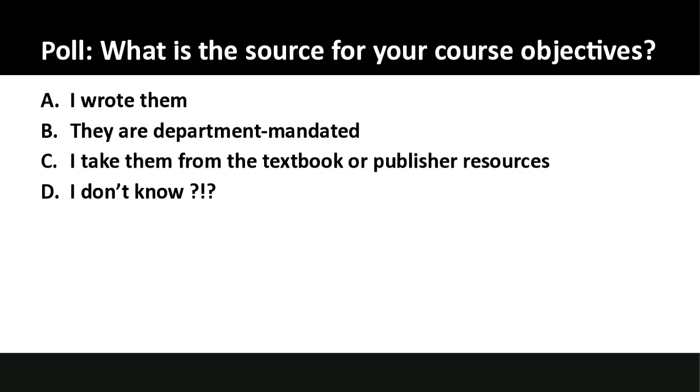Okay, Kim says B, they are department mandated. A, I wrote them. B's and A's. This is very typical. I think these are the most frequent ones. Either someone had the freedom to write their own, or the department, perhaps a curricular committee, came up with the course objectives and you're handed them. Very good answers there. And I'm glad nobody said, I don't know.